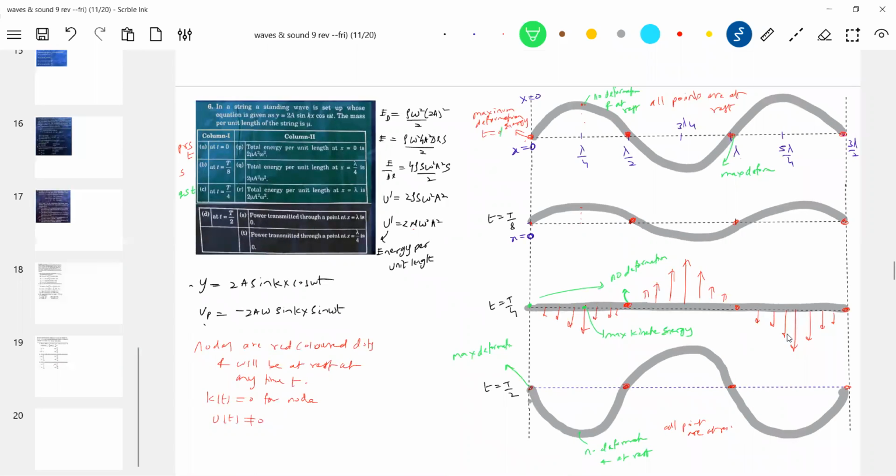Now last option at t equal to T by 2. Okay, P naturally I'll pick up P. So this is P will be there. Then total energy per unit length at x equal to lambda, that will be 0. So Q will not come. Again, R is similar to node R. What about S? Again, what we discussed, the problem for t equal to 0 is applicable for t equal to T by 2 also. So P, R, S, T.